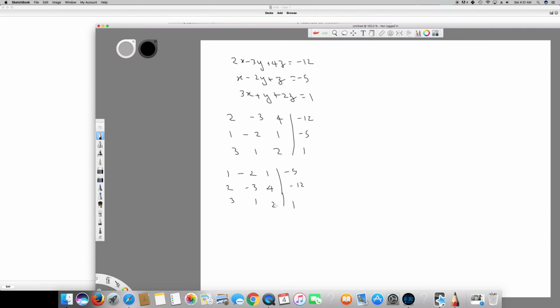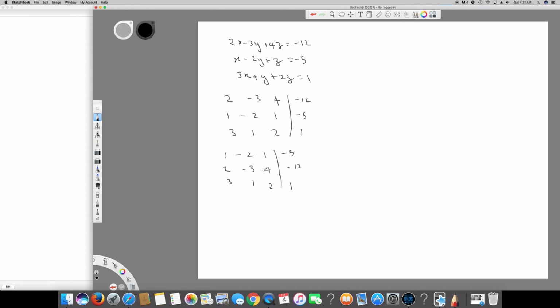Now we are going to start from the bottom. We have to achieve a triangular matrix. To achieve a triangular matrix, these three numbers should be 0. That's our aim. Let's see. To make the first column, third row 0, I have to multiply the first equation by negative 3 and add it to the third one.